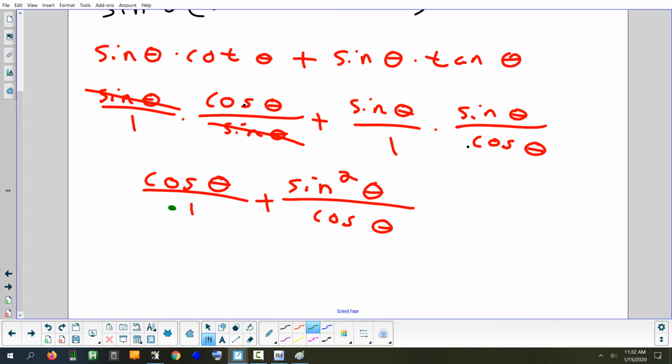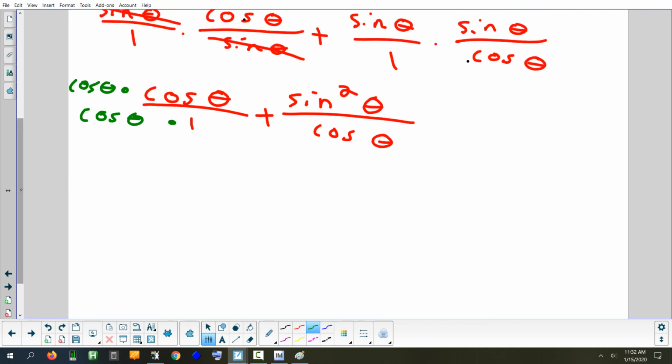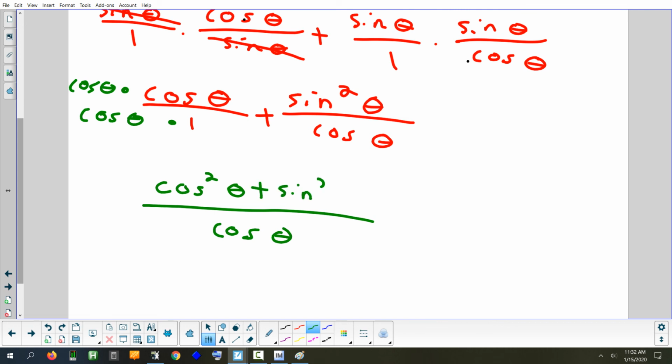What would you multiply top and bottom by on the left? Cosine. So what's that going to give me? Cosine squared on the left, over cosine. And what else? Plus sine squared. Cosine squared plus sine squared over cosine. So now you've changed everything to sines and cosines, and you found a common denominator.